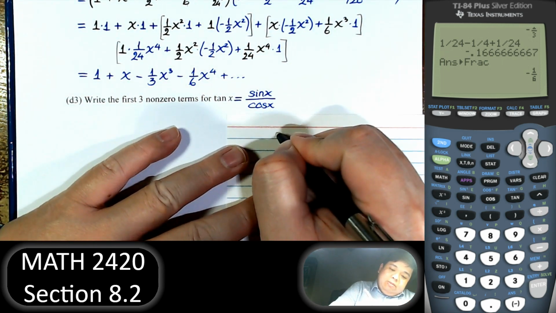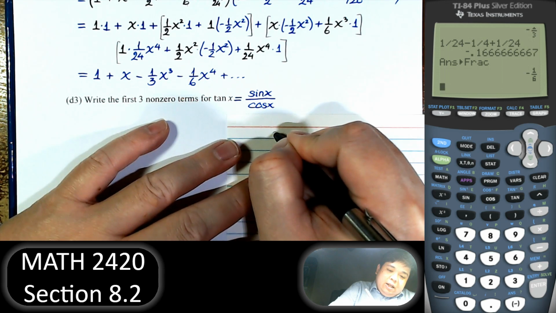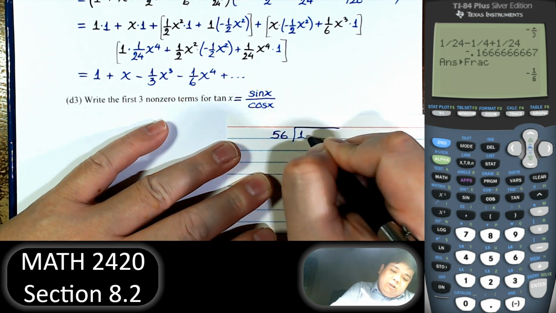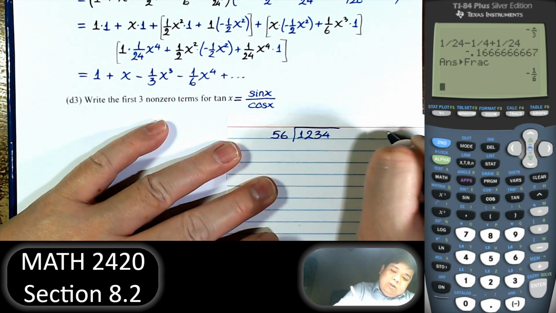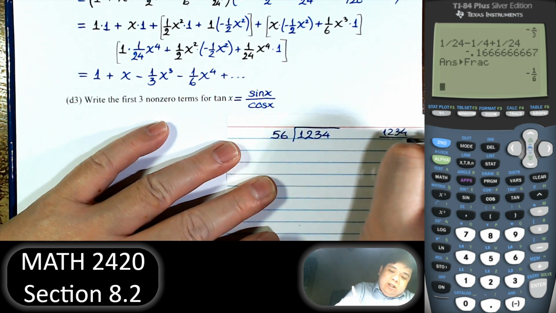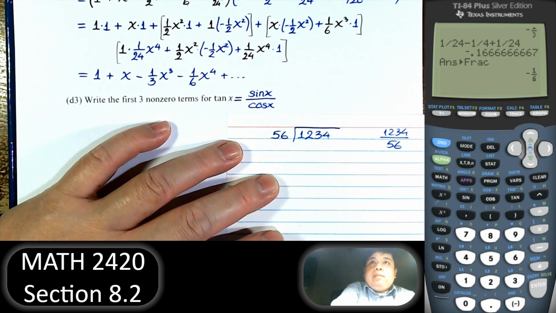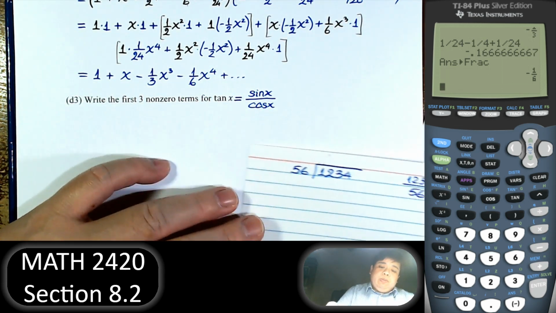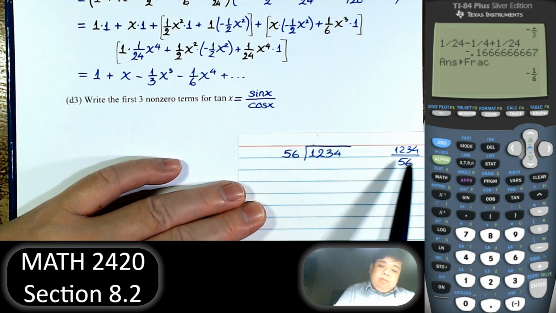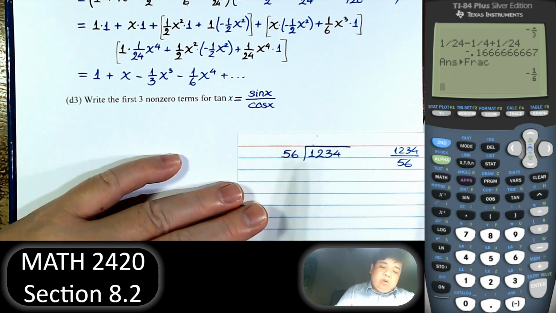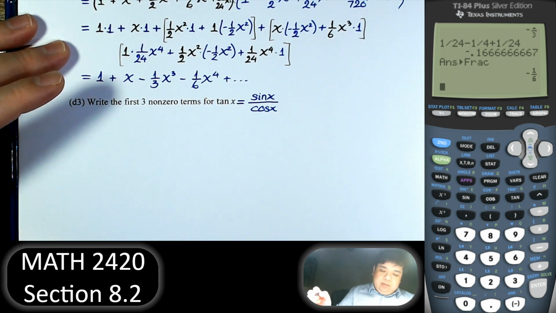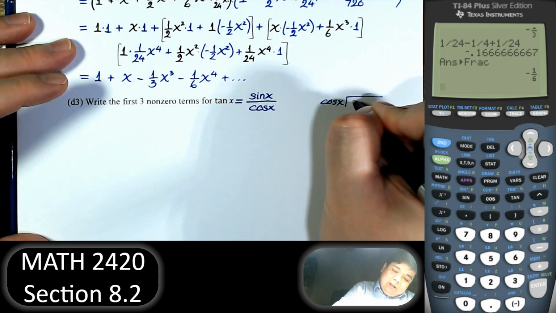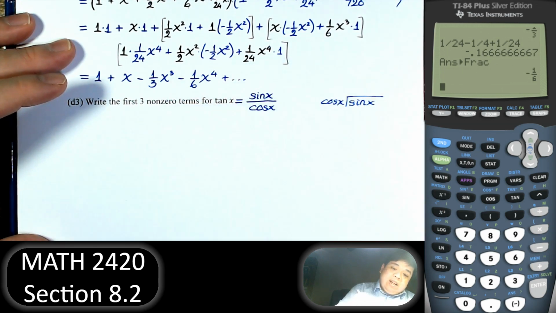Just in case, how do we divide? For example, let's say 56 going into 1234. That means 1234 divided by 56. Of course, whatever the quotient is, we're going to put there. So we write it like that: cosine of x going into that.